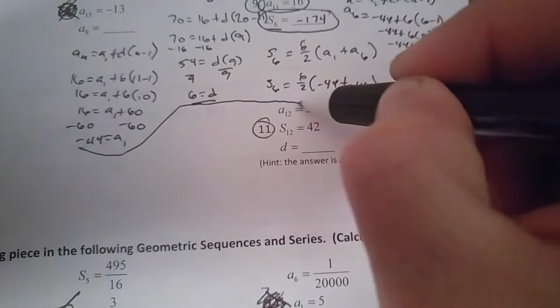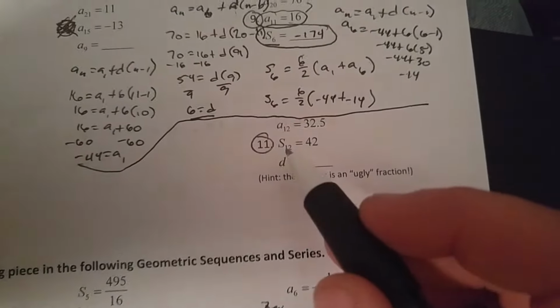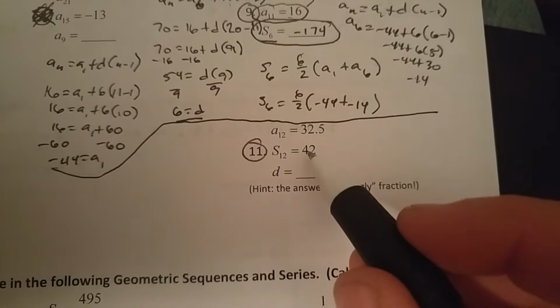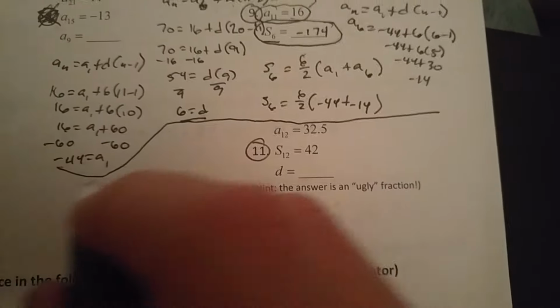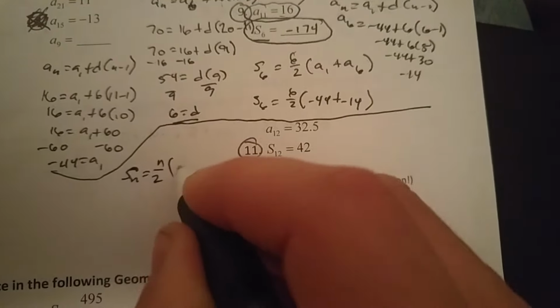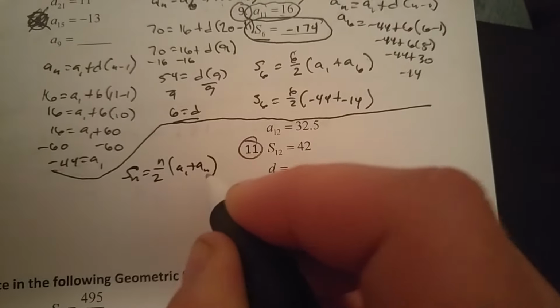Alright, let's make sure we have some space. Okay, so on 11, we see a summation here. So we know we're going to be using a summation formula at some point in time. And we're told that these are arithmetic. So here's the summation formula for arithmetic.